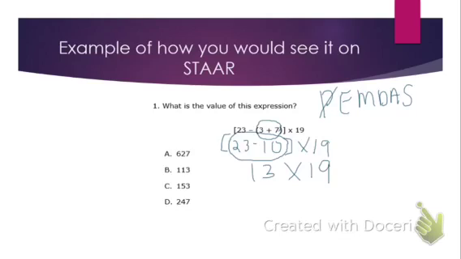I can cross out the P. There's no exponents, but there is multiplication. So I'm going to circle 13 times 19, and 13 times 19 is 247. I can cross out the M. So the answer would be answer choice D, 247.